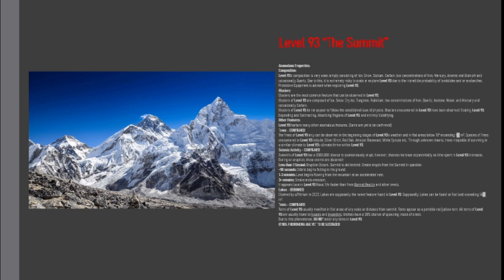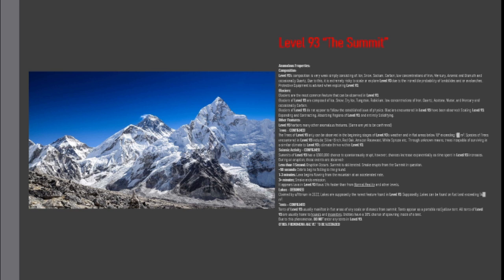Glaciers. Glaciers are the most common feature that can be observed in level 93. Glaciers of level 93 are composed of ice, snow, dry ice, tungsten, rubidium, low concentrations of iron, quartz, acetone, water, and mercury, and occasionally carbon. Glaciers of level 93 do not appear to follow the established laws of physics. Glaciers encountered in level 93 have been observed scaling level 93, expanding and contracting, absorbing regions of level 93, and entirely solidifying.